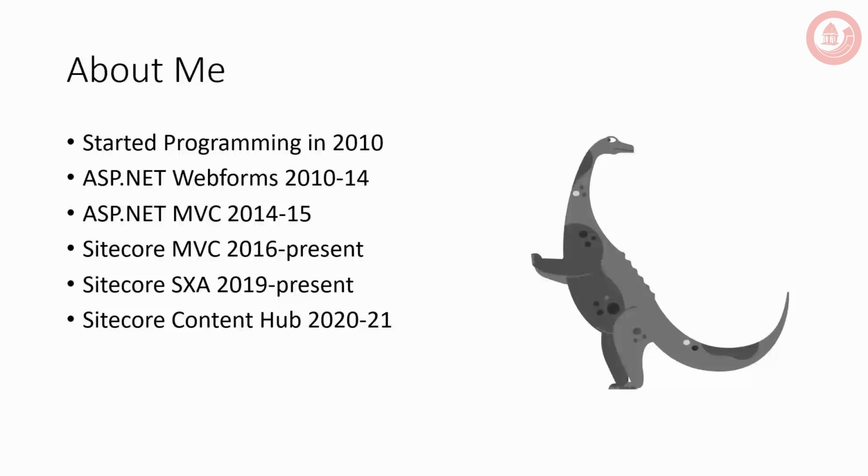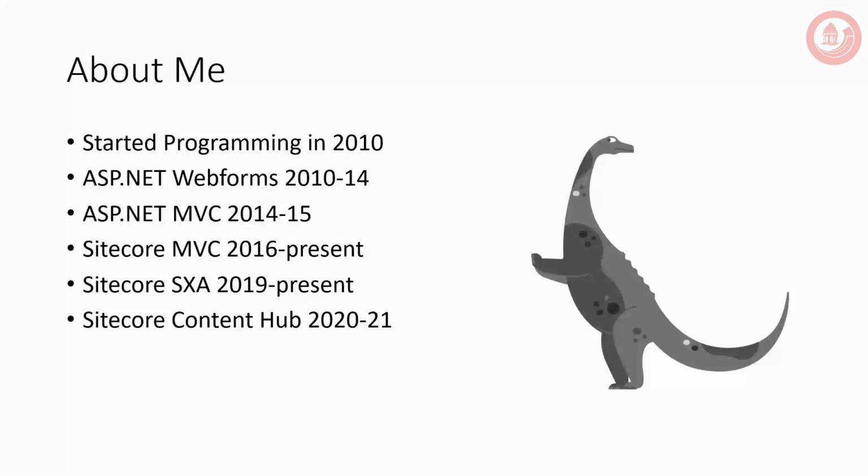I started programming in 2010, joined a small startup, and learned web forms on the go. I worked there for about 4 years, then moved to another company. Again, there was no MVC training; I was put on an MVC project and learned for 1 or 2 years. Then I joined a Sitecore partner, where I started working on Sitecore. I learned Sitecore MVC on the go again, with no training. Since then I've been working on Sitecore, MVC or SXA, Content Hub, different platforms.